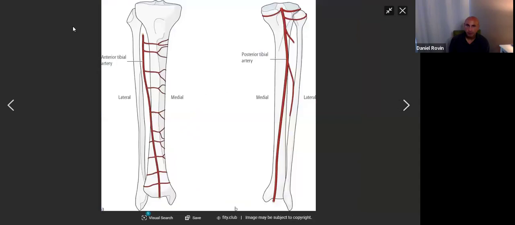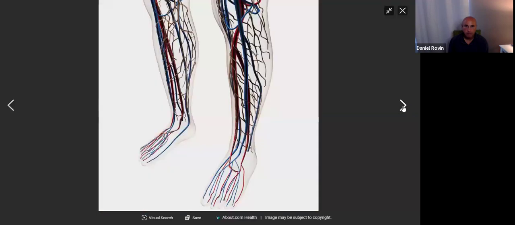So we have one picture that's showing us the anterior tibial artery and one picture showing us the posterior tibial artery. And there would be your fibular branch right there. That's going to go along the fibula and become that fibular or peroneal artery.